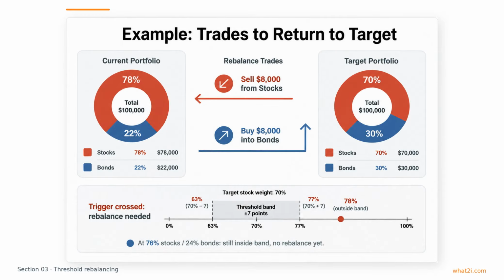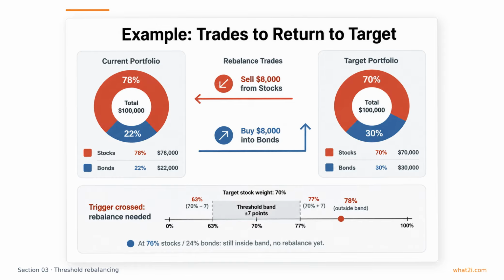Once the breach is identified, the trade calculation is simple. Maria currently holds $78,000 in stocks and $22,000 in bonds. Her target amounts are $70,000 in stocks and $30,000 in bonds. To restore the target allocation, she sells $8,000 of stocks and buys $8,000 of bonds.